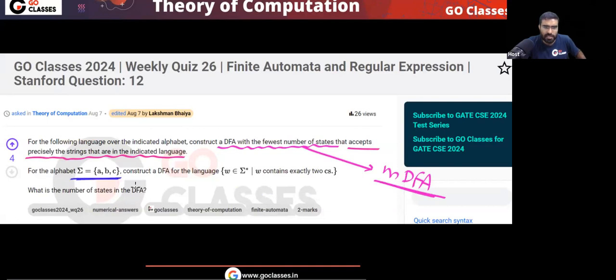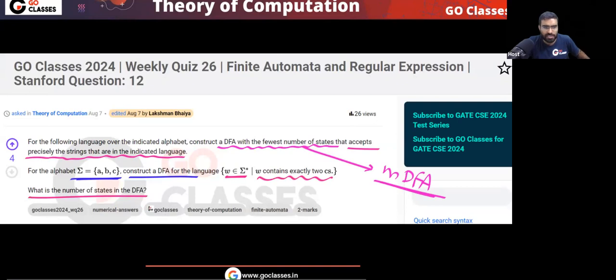The alphabet is {a, b, c}. Construct a DFA for this language: w belongs to sigma star. Remember, sigma is {a, b, c}, so w belongs to sigma star means w is a string over this alphabet. w is a string containing a, b, c, and w contains exactly 2 c's.